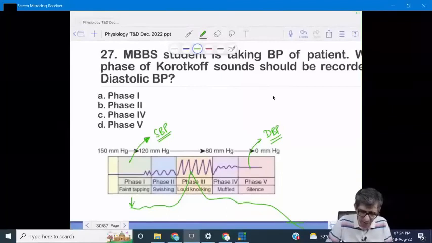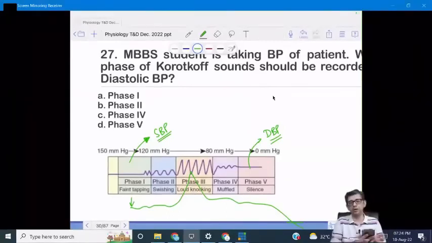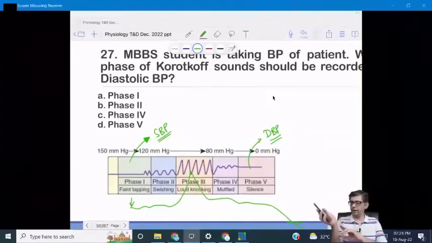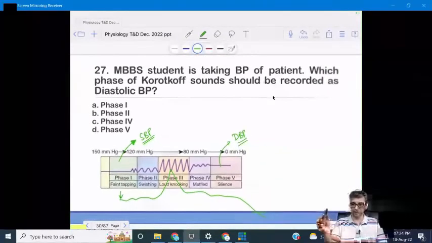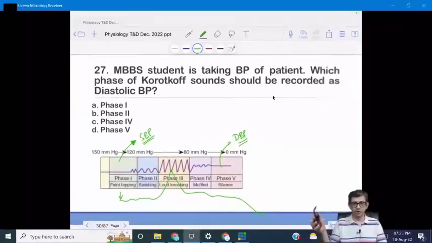जब आप बीपी चेक कर रहे हो, बीपी चेक करने के दो मेथड्स होते हैं, एक पैल्पेटरी मेथड होता है और एक ऑस्कल्टेटरी मेथड होता है. सो इन ऑस्कल्टेटरी मेथड when Korotkov sounds will start coming, we will say systolic. When they disappear, we will call it diastolic blood pressure. The correct answer for 27 is option number D.